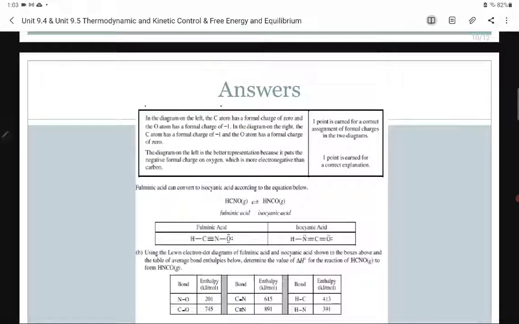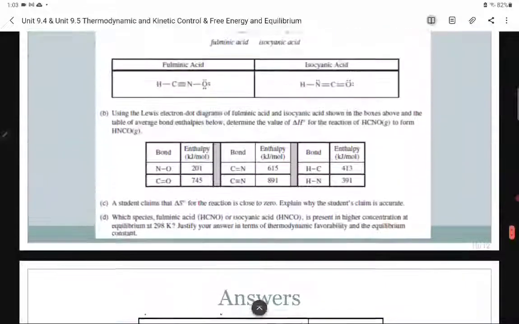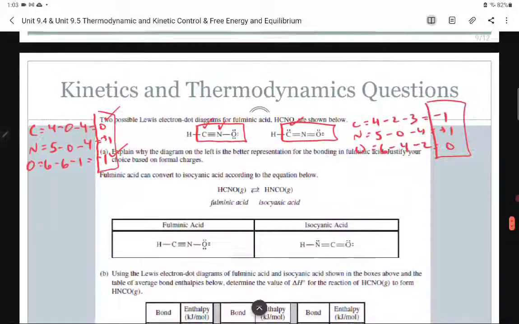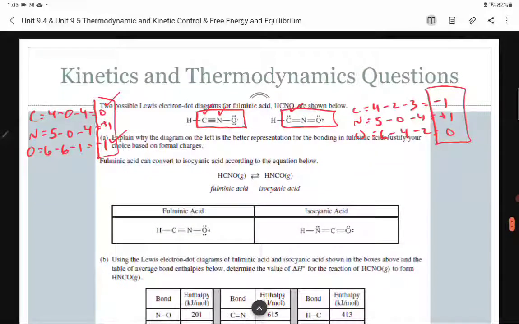Yeah, so it mentions some of the items that I had already talked about there. But usually it'll be clear cut that one of these formal charge answers will have almost all zeros, if not all zeros. Not the case with this one.